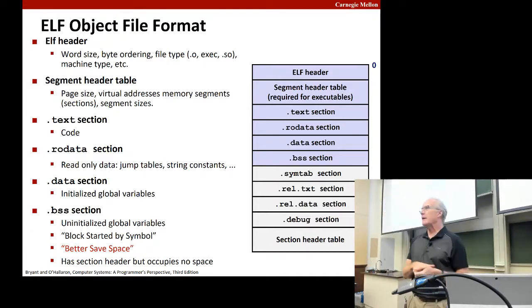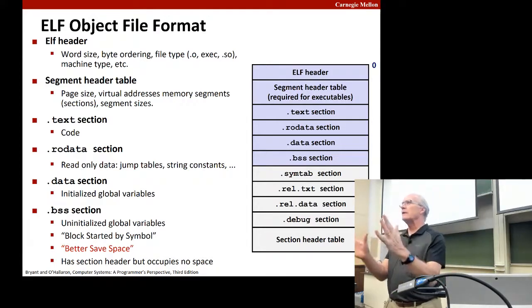Then there's .data, which are the global variables that have been initialized. And then another region called BSS, which has various interpretations, but I like the term "better save space." The idea of a .data section is it's an array that you've given some non-zero value to potentially.